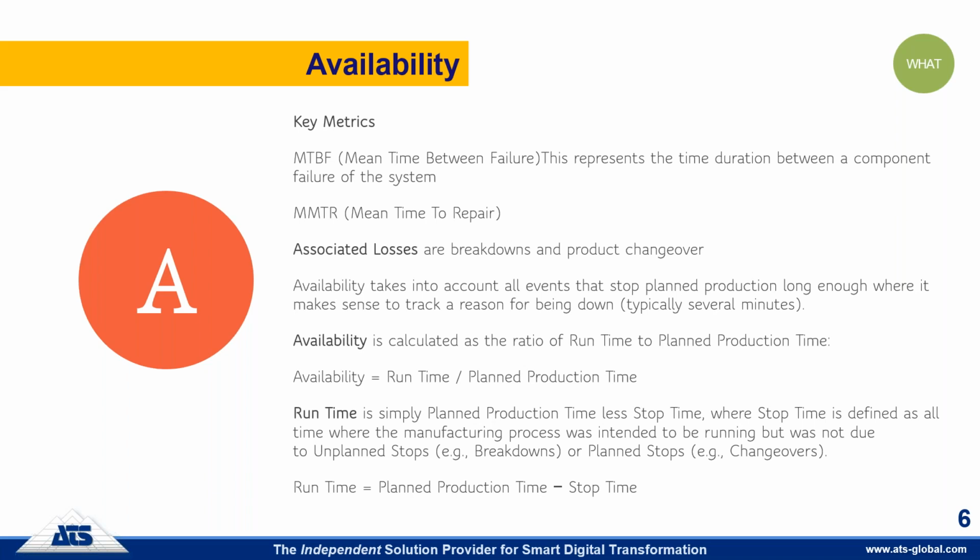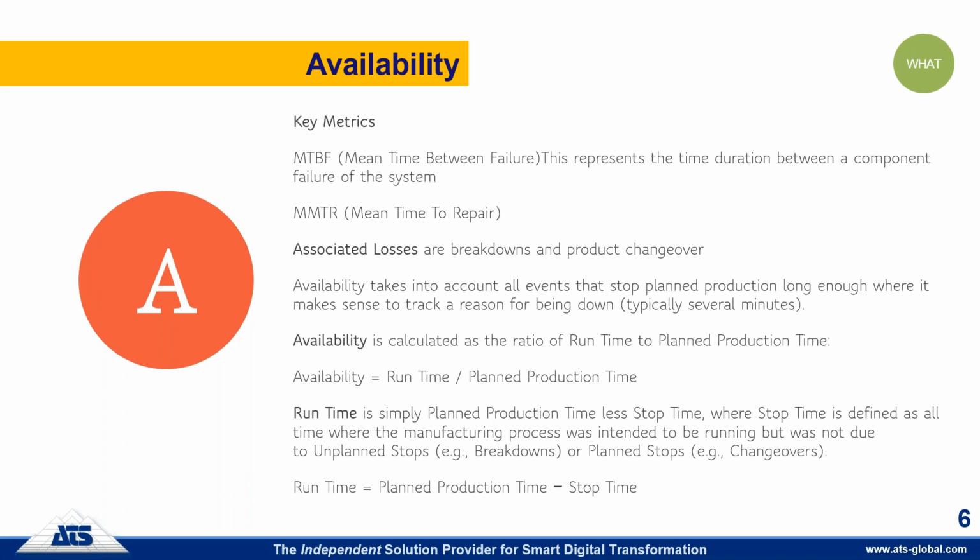So the associated losses with availability are breakdowns and product changeover. Availability takes into account all the events that stop planned production long enough where it makes sense to track a reason for it being down. Typically this is around the several minutes mark rather than the micro stops and small blips in production. This means that any scheduled maintenance will not affect your availability or its associated OEE score. So if a piece of equipment is only meant to be running for an hour a day and it runs for an hour a day, it will be fully available.